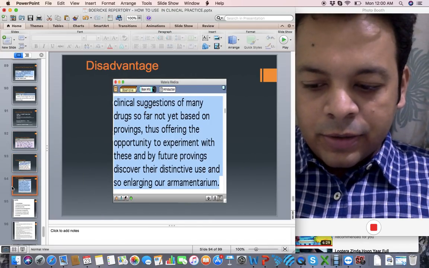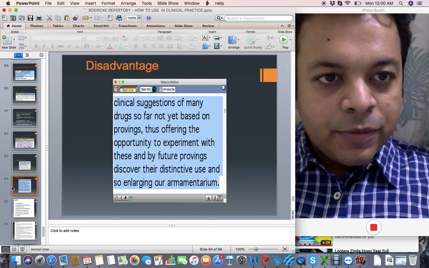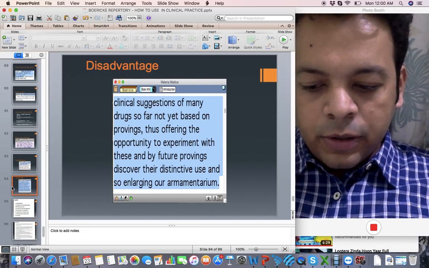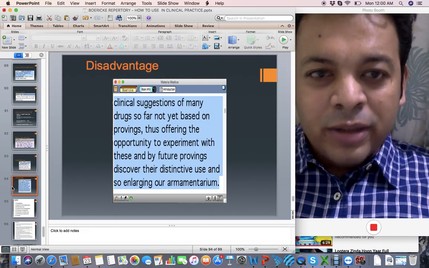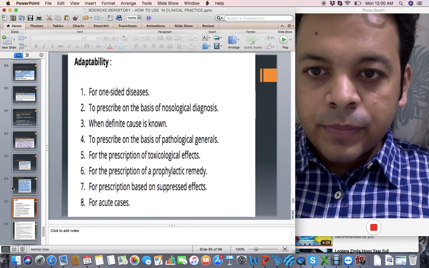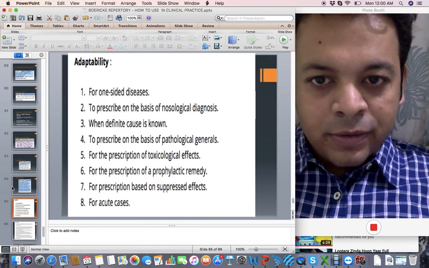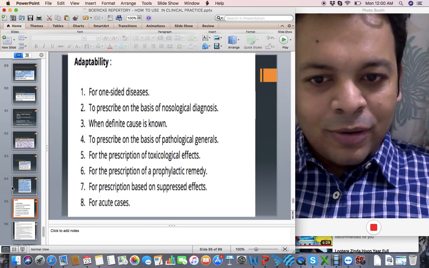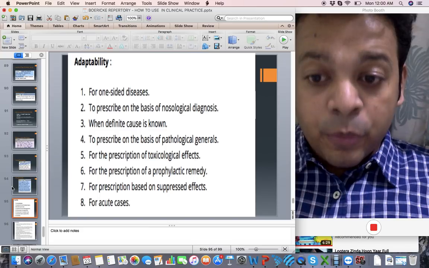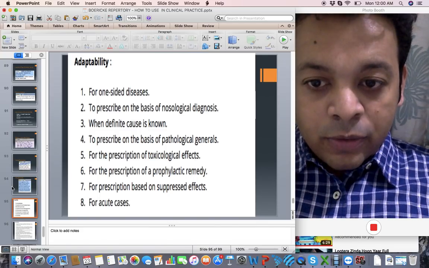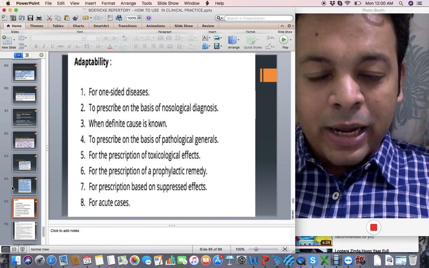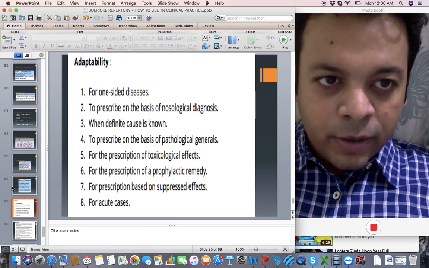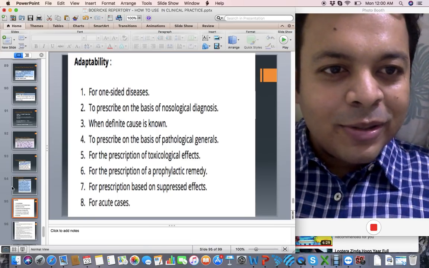The disadvantage is you tend to only prescribe specifics. Specifics need to be given when there is no indication for anything else. So especially for one-sided diseases, only where clinical diagnosis is there, where you get no case at all, where you want to prescribe like a prophylactic or maybe an acute or maybe based on suppressed or exciting factors, think about Boericke repertory. But I want to tell you something interesting.